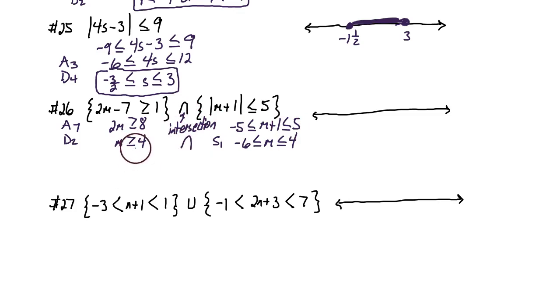So what are the numbers that are greater than or equal to 4 and at the same time in between -6 and +4? The only one that works is +4. Because m can equal 4 in the first one, and m can also equal 4 in that second one.